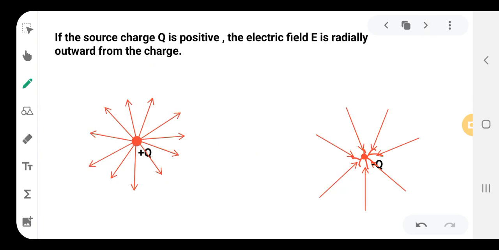Now let us see the field lines of the source charge. Always a positive charge will have the field lines pointing outwards, and for the negative charge they will be radially inwards. Okay, the negative charge will be inwards and the positive charge will be outwards, the electric field lines.